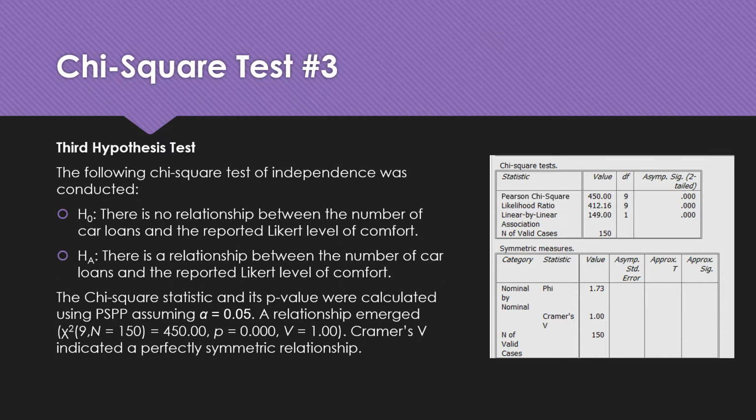The test showed a relationship between the variables, with the results output being, assuming alpha equals 0.05, chi-square at 9 degrees of freedom equals 450.00, 150 valid cases, p-value equals 0.000, Cramer's V equals 1.00. As the Cramer's V is 1.00, this is a case of a perfectly symmetric relationship between the two variables.